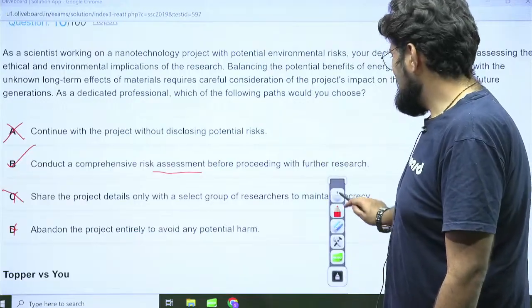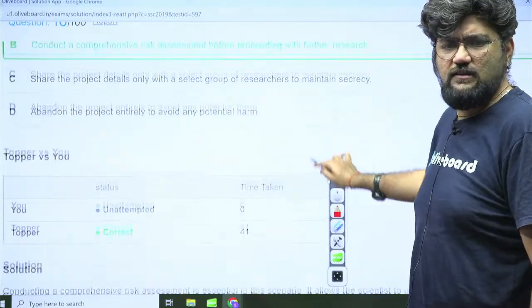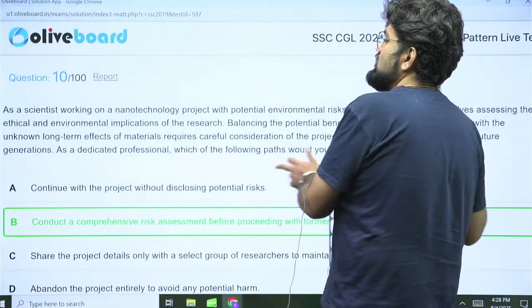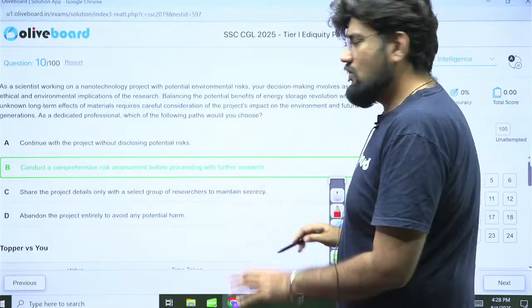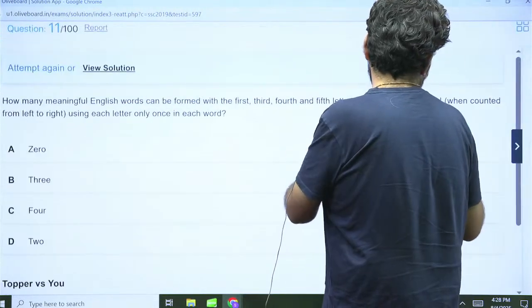So that's it. Option B seems to be the very clear answer here. There was no nonsense whatsoever. 40-41 seconds, a decent time. Unnecessarily, students are getting scared about this. If you are good at critical thinking, this is not going to cause any harm to you whatsoever.